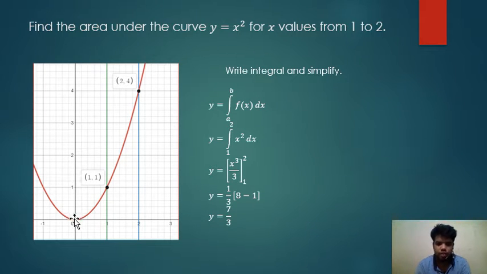Okay, here you can see the red color curve represents y equal to x square. The 2 points represent where x is 1 and y is 1, and at this point x is 2 and y is 4. Now we have to find the area over here, which is below this curve from this point, which represents where x equal to 1, the line, and this represents where x equal to 2, this line.